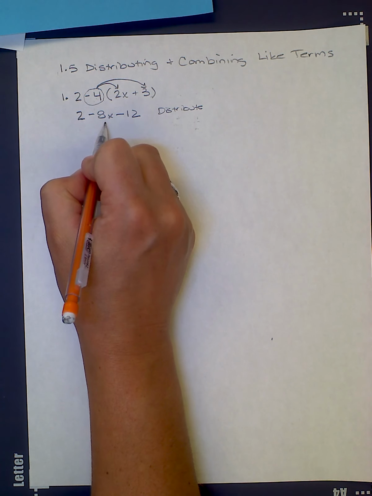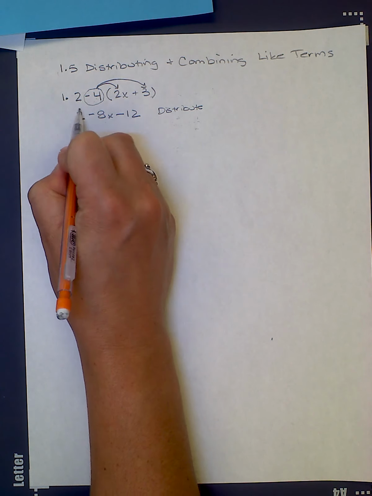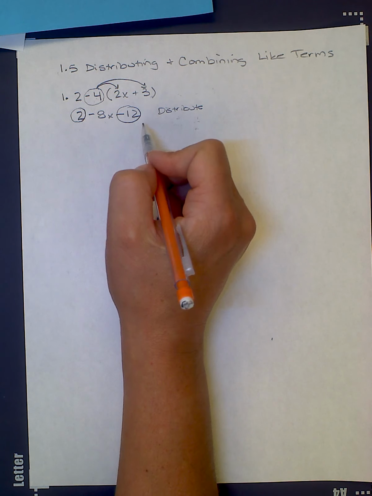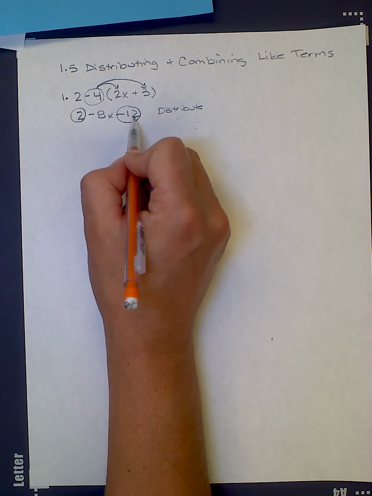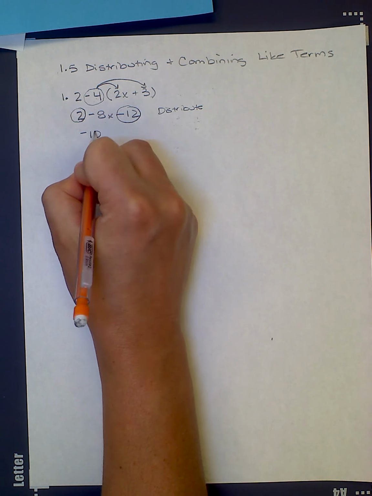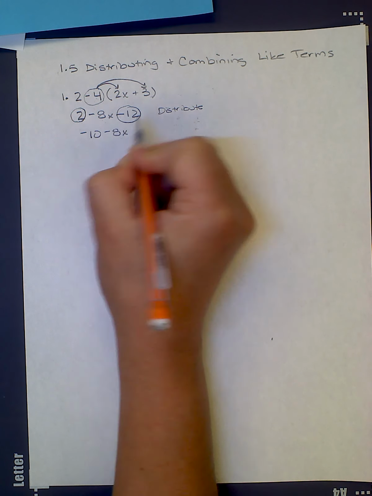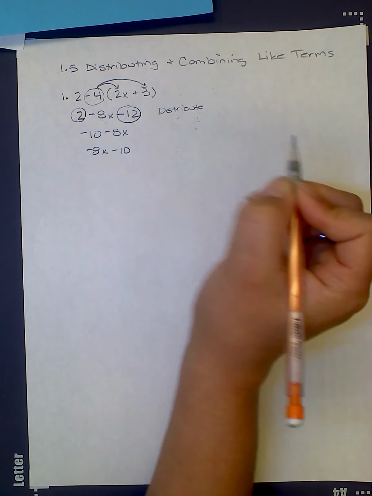Now we've got an x here, and then we have these two whole numbers that don't have any variables. So we're going to combine the 2 and the negative 12, keeping in mind that you always use the sign in front of each term. So that's a negative 12. So 2 minus 12 gives us negative 10. And this 8x is not like those two, so we just bring it down. Now this is the same exact answer as negative 8x minus 10.